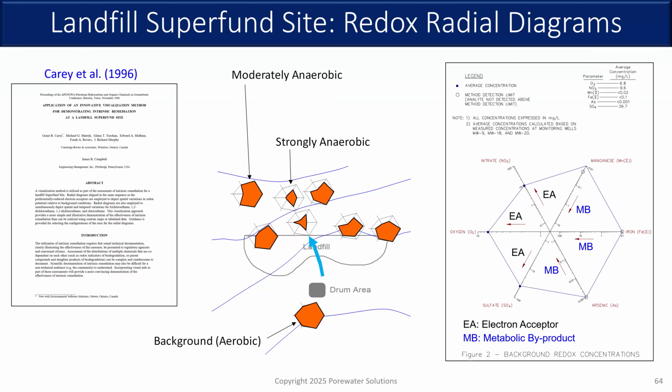I've got a whole paper if you're interested, looking at how we can use radial diagrams with a twist, a modification, to delineate the difference between aerobic, moderately anaerobic and strongly anaerobic redox zones. That tells us those are lines of evidence of where you have the most biodegradation of organics occurring, either through enhanced remediation or natural degradation. So let me know. I'm happy to send you that paper and some examples of sites. This works really, really well for delineating redox.